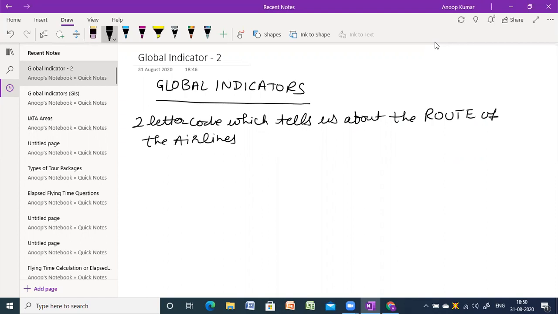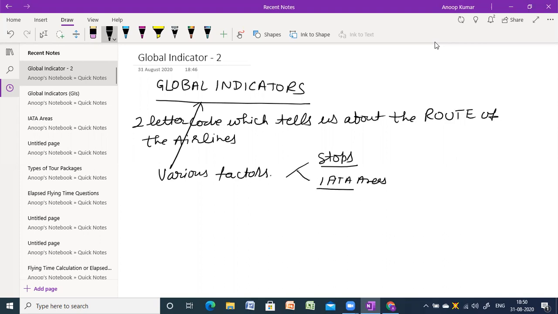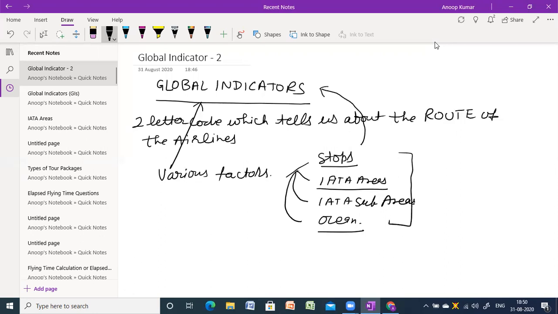These global indicators depend upon various factors. One of the factors is stops: how many stops the airline is taking affects the global indicator. Another is the IATA areas, which IATA area the airline is crossing or traveling. Then IATA sub areas, and then another one is the oceans, which oceans the airline is crossing. So these are some of the factors which affect the global indicator.